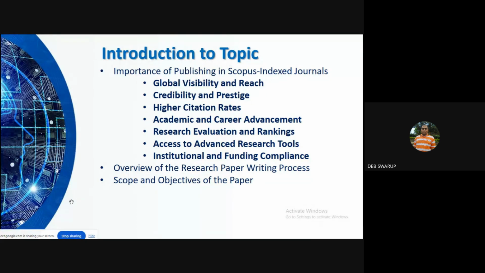First, Scopus was started by Elsevier. Its basic objective is global visibility and reach. This kind of indexing gives your paper a very broad audience. Why is that important? Because whatever research you have done should reach many people, so that others can also take interest in our research and continue or contribute more to our field. So that is one thing.